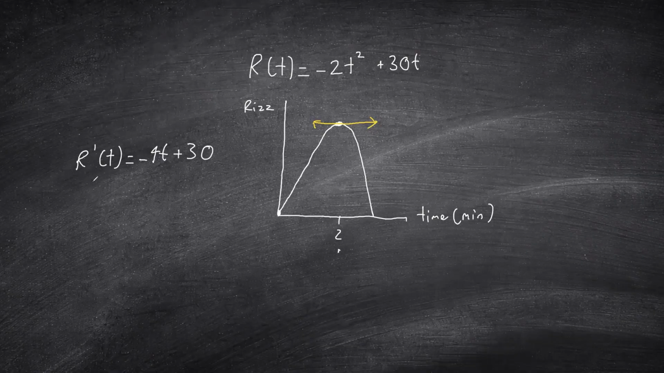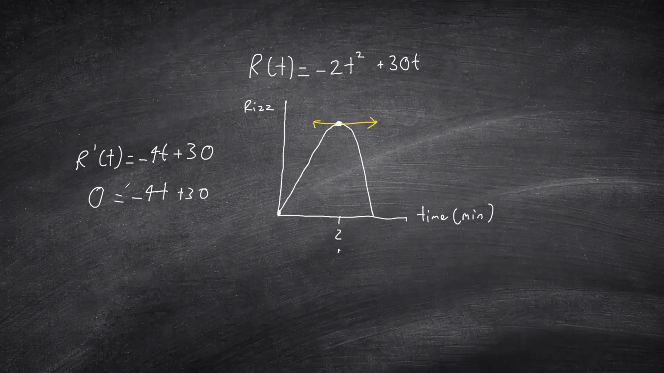All right, I got my derivative function. Now what this function tracks is the slope of the tangent of my Rizz function. So, I'm trying to figure out when the slope is 0, because that's exactly where the little maximum is. So, let's set this equal to 0. Do some simple algebra.